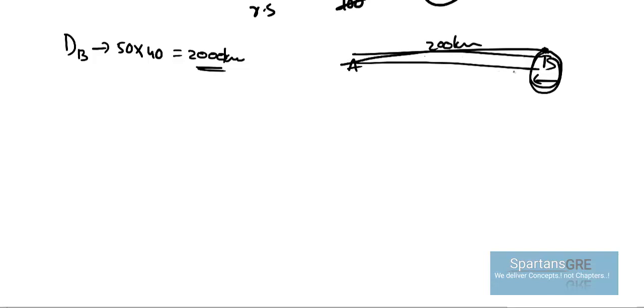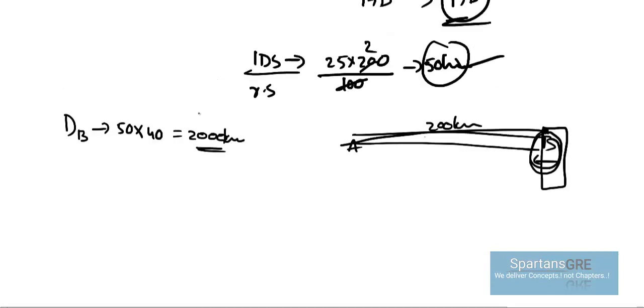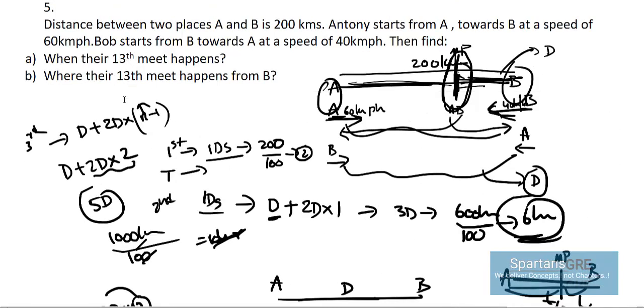That means in the 50th hour, which is the 13th meeting, they will meet exactly at B. Understand? So they exactly meet at B. So that will be your answer.